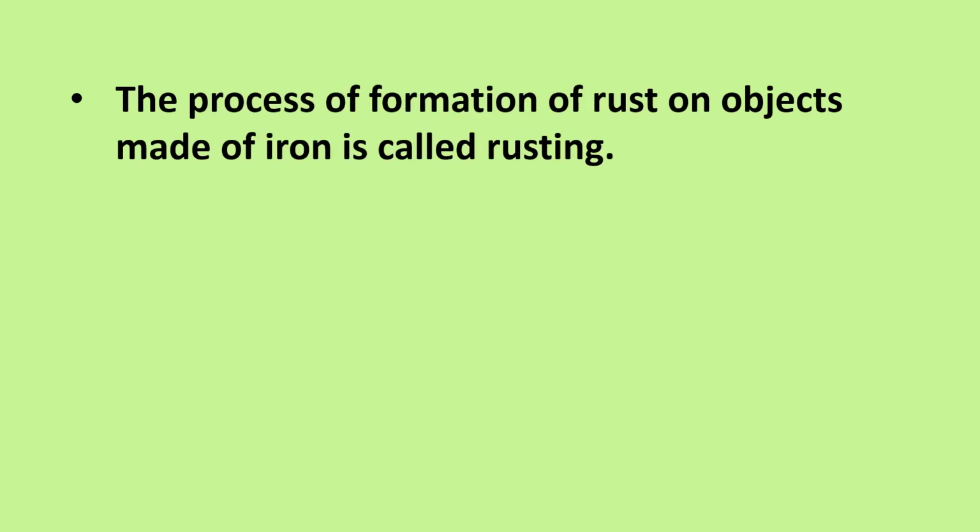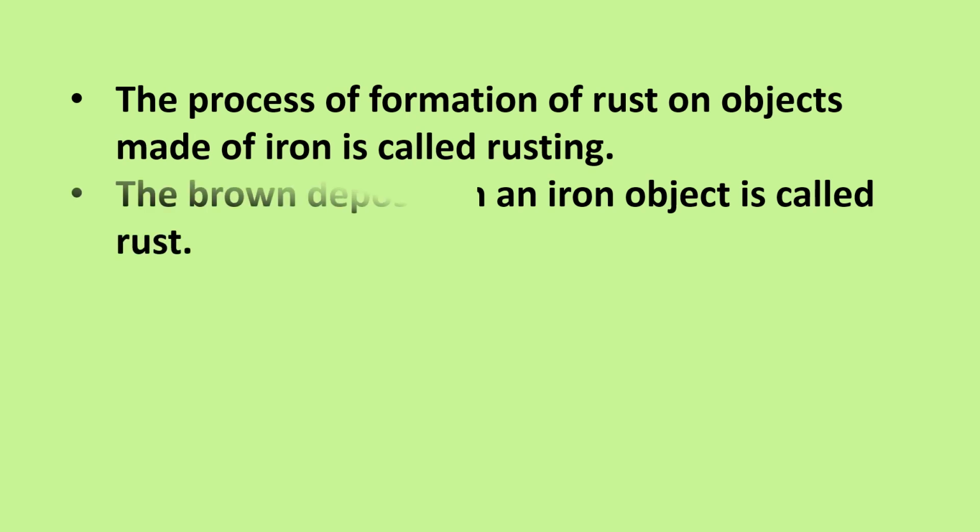The process of formation of rust on objects made of iron is called rusting. The process in which a brown deposit forms on iron objects is called rusting. This brown deposit on an iron object is called rust. The process of rust formation on objects made of iron is called rusting, that is, jung lagna.